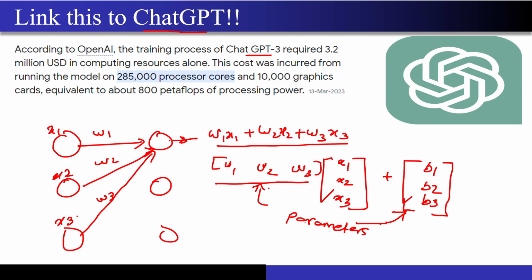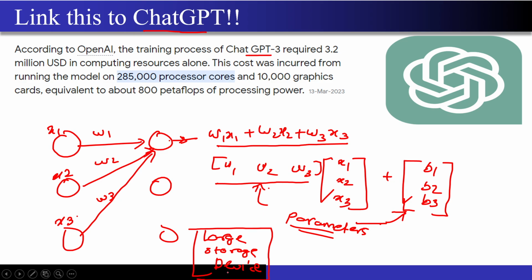Now the thing is, how are we going to store these parameters? I will need a large storage device, correct? I will need a very large storage device having a very large amount of memory, correct? So for storing all these parameters, it is a crazy amount. You can just search it on Google.